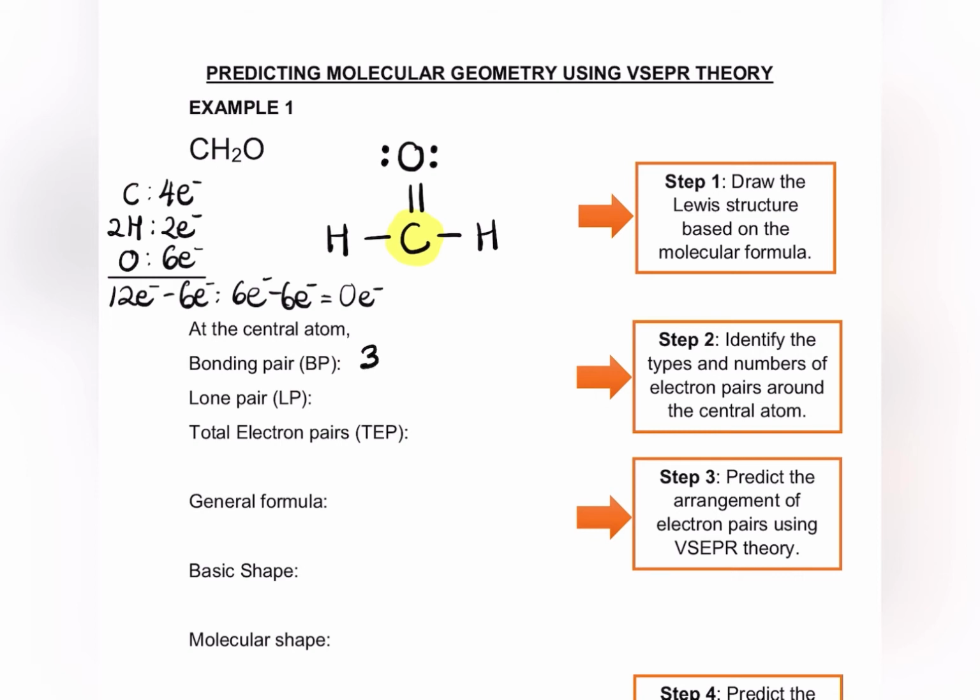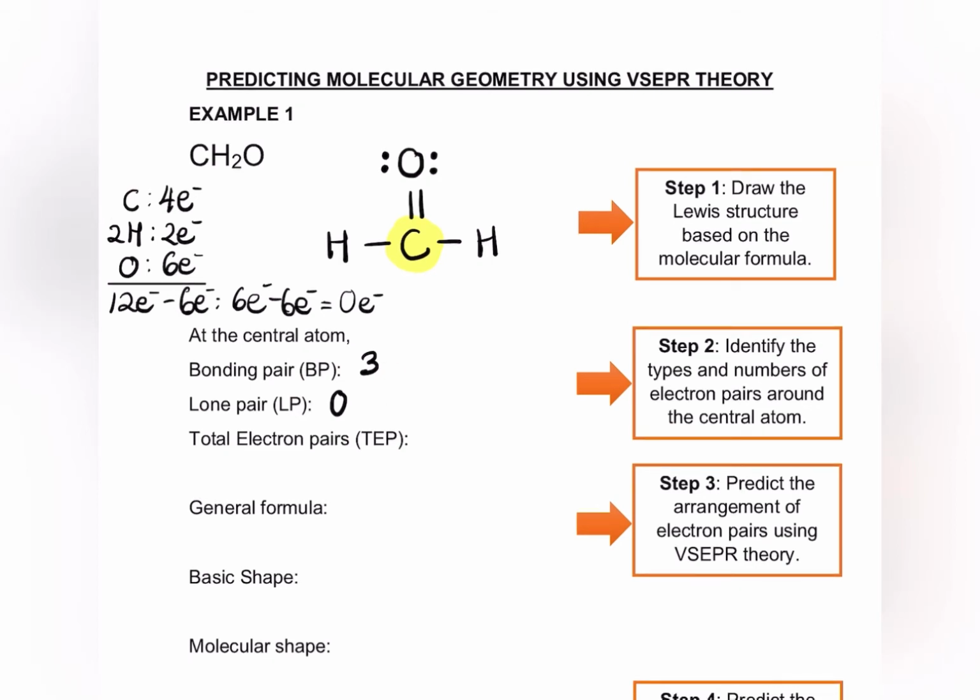So 3 bonding pair. And then do you have lone pair here? Of course, no. Untuk central atom, maknanya 0 lone pairs. So bila kita total up 3 tambah 0, kita akan dapat total electron pairs adalah 3. The next one, kita akan go to step 3, predict the arrangement of electron pairs by using VSEPR theory. Di sini awak kena letak what is the general formula, basic shape dan molecular shape. This is how you are going to refer to the structure yang awak sudah belajar dalam previous video.